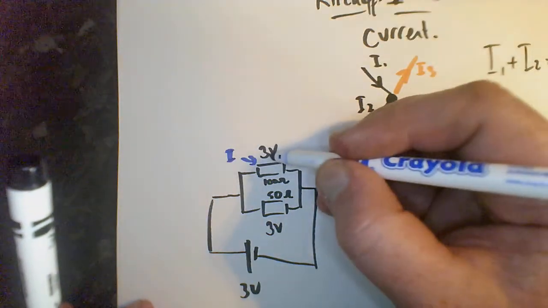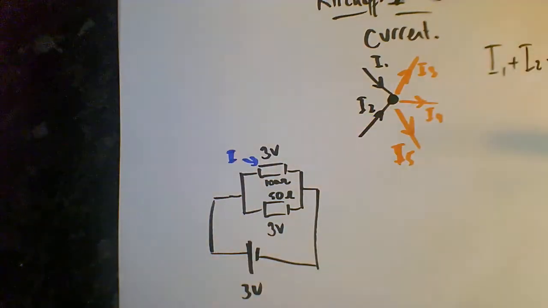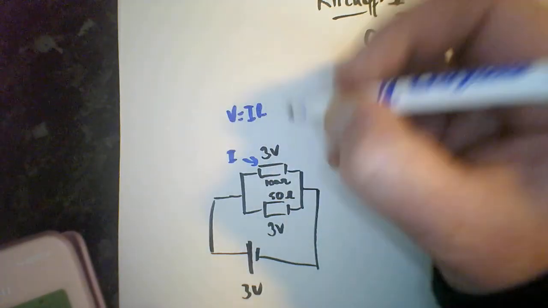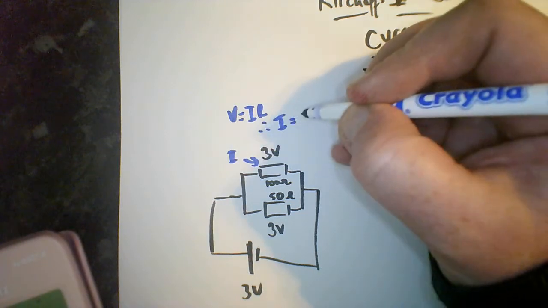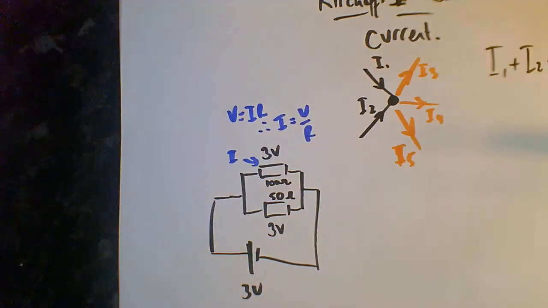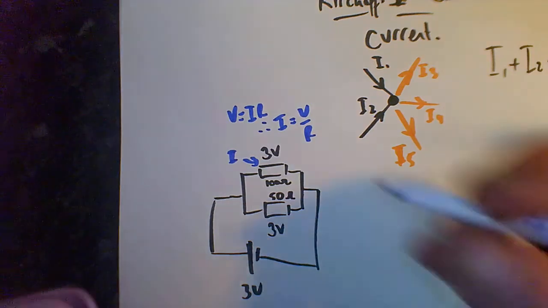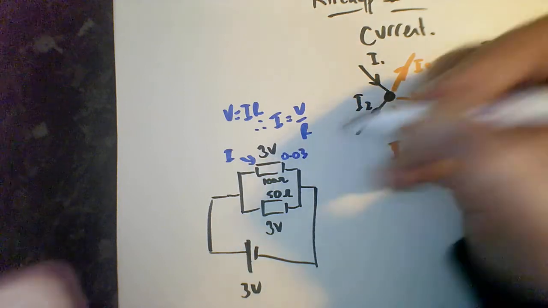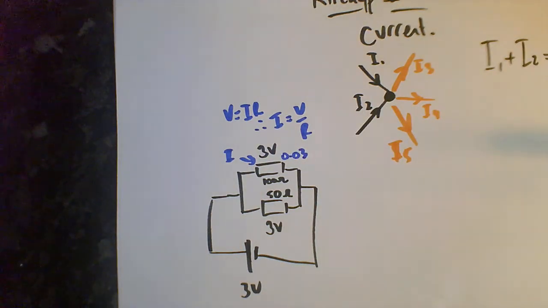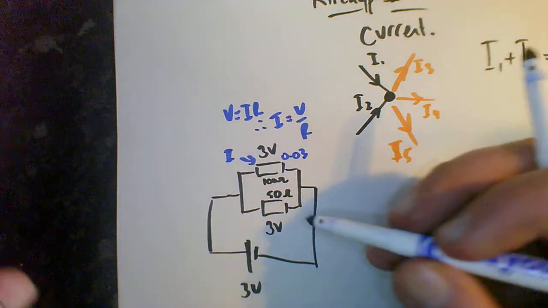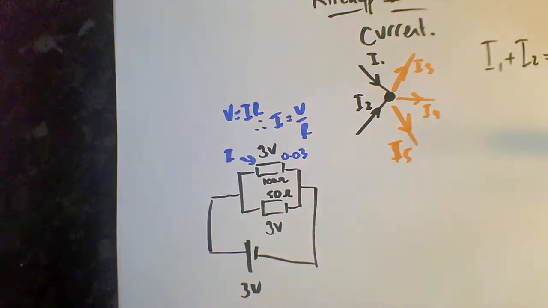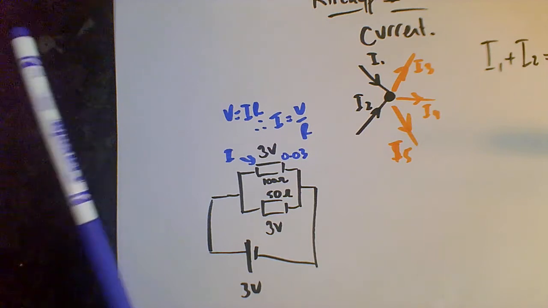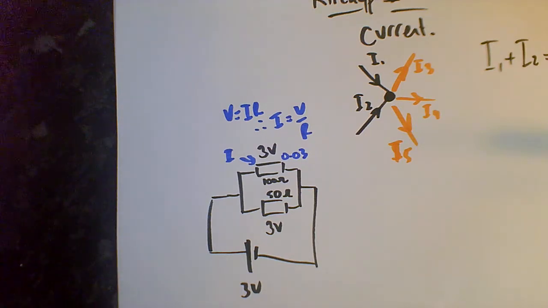Well, we've got 3 volts and 100 ohms, so V equals IR, so I equals V over R. V is 3 divided by 100 is going to be 0.03. So going here we've got 0.03. Down here we've got 3 over 50. So 3 over 50 would be 0.06.